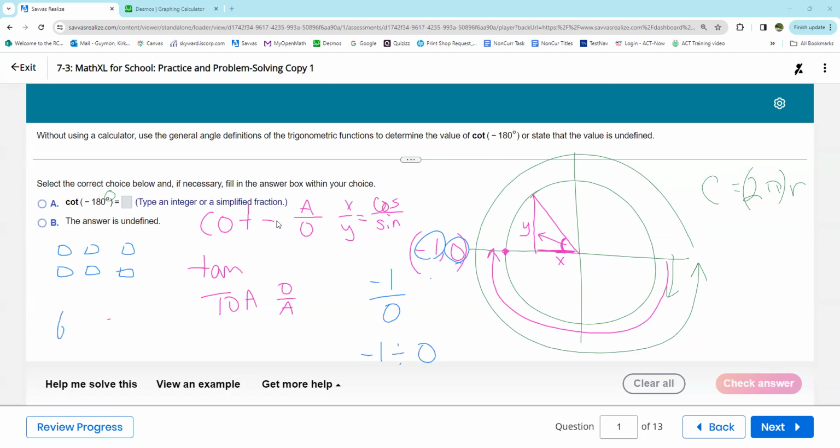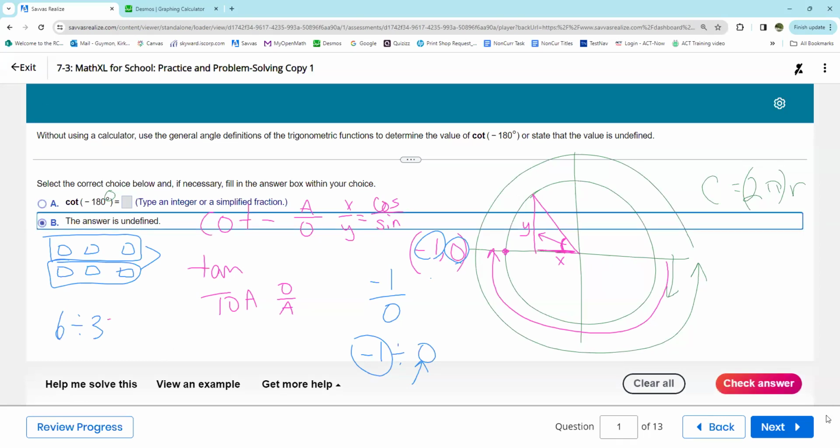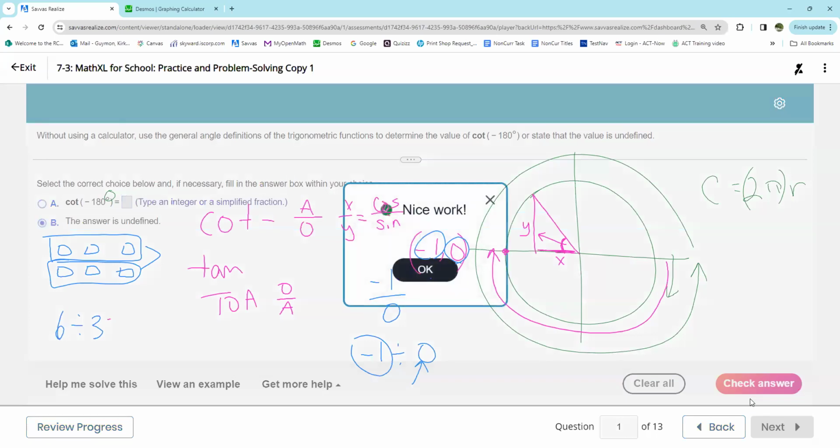If I told you 6 divided by 3, do you remember that was like make groups of 3, and then how many groups do you have? Well, you've got a negative 1, and you're supposed to split it into 0. I don't know how to do that. That's not possible. So our solution to this problem is not possible. We can't divide by 0. So we select the second option, B, that says it's undefined. Check our answer. That's what we've got.